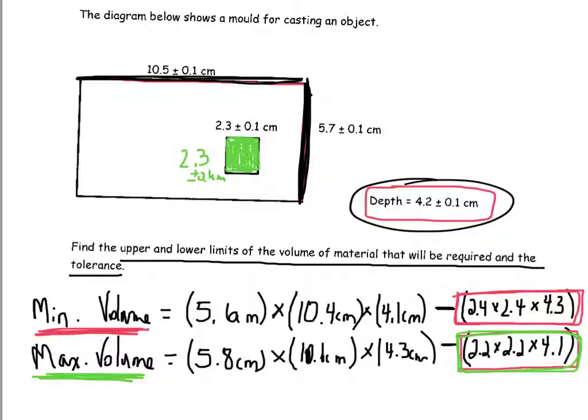In the end, from here, all you'd have to do is type that in and you are done. You've calculated the minimum volume of material needed and the maximum volume of material needed.